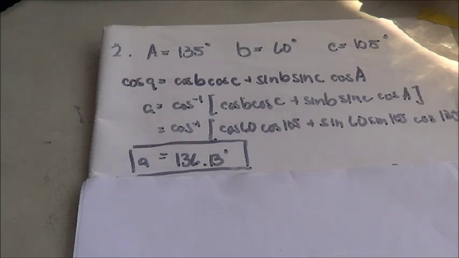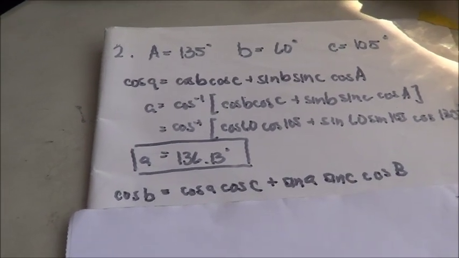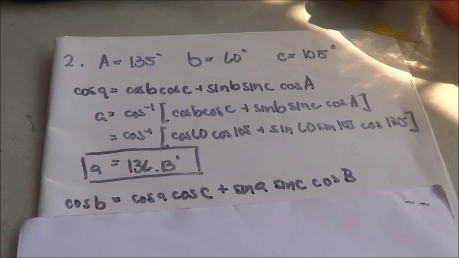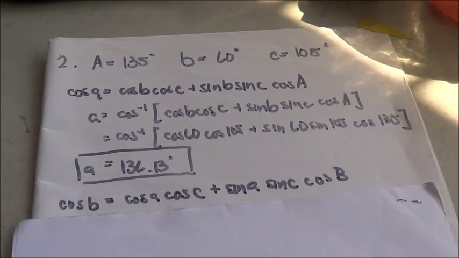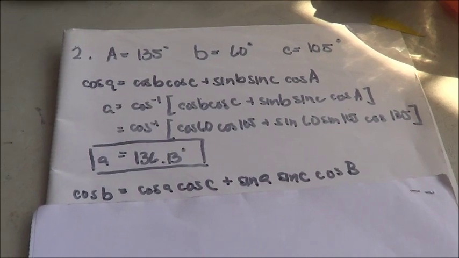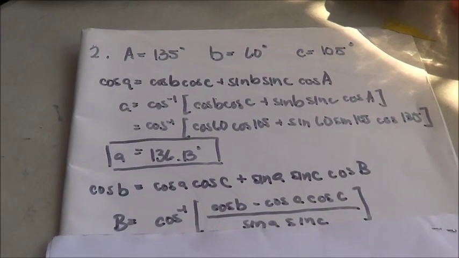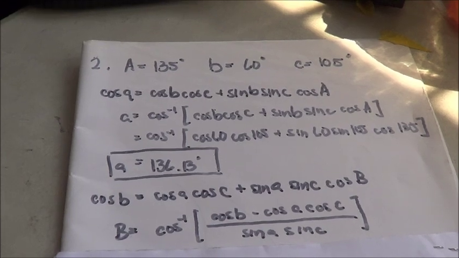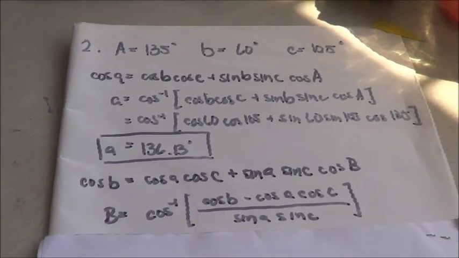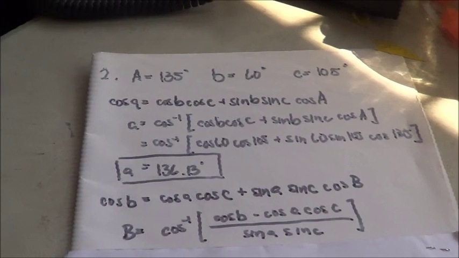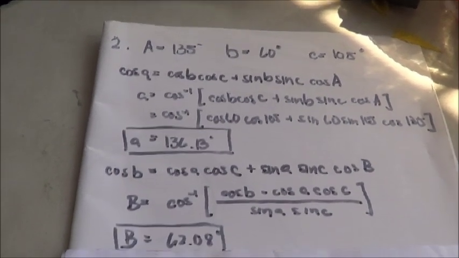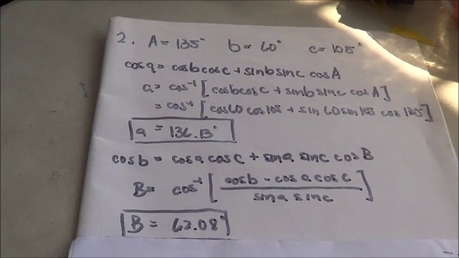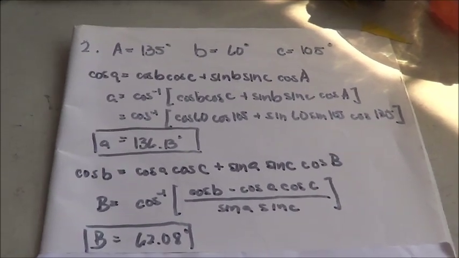Then for angle B, we use another formula. Cosine b equals cosine a cosine c plus sine a sine c cosine uppercase B. And then we isolate the uppercase B, and we get this formula. Arc cos of cosine b minus cosine a cosine c all over sine a sine c. Then we plug in the values and we will get the answer. Angle B is equal to 62.08 degrees.